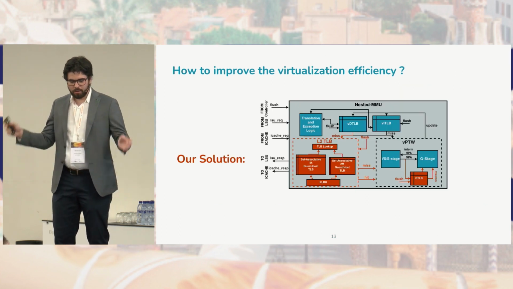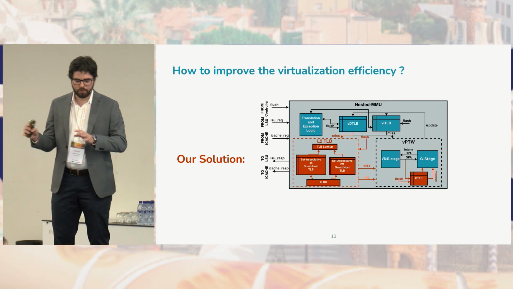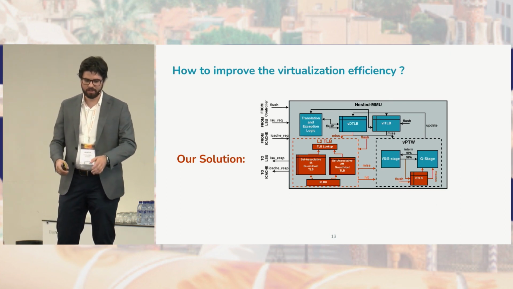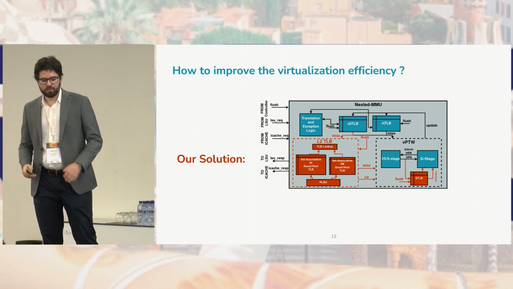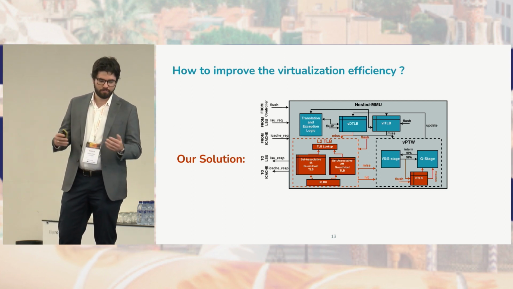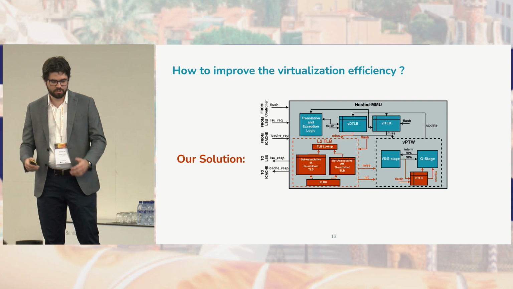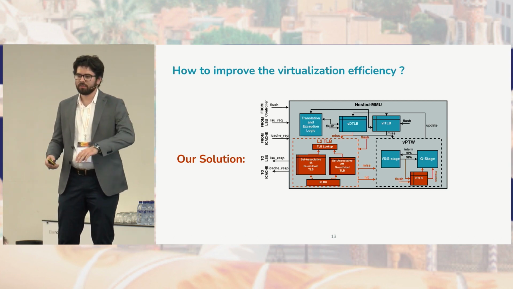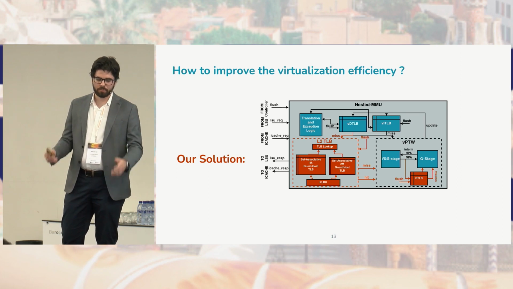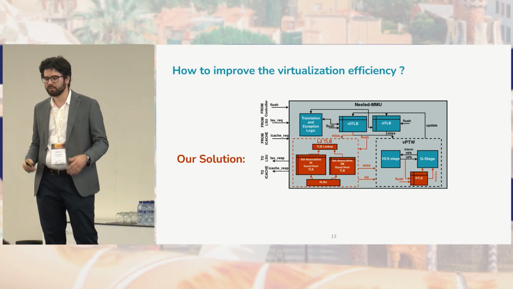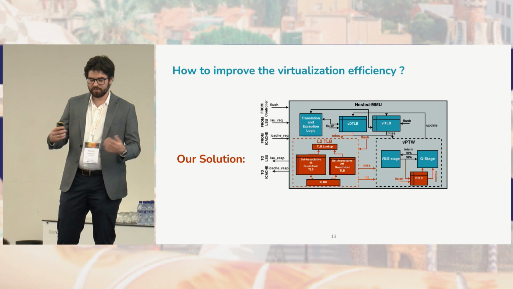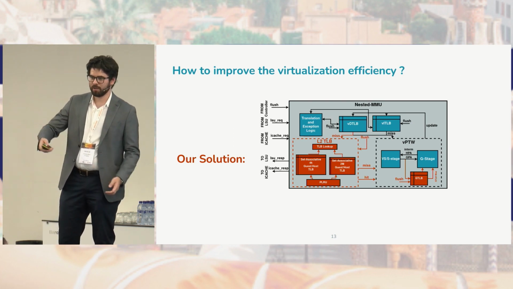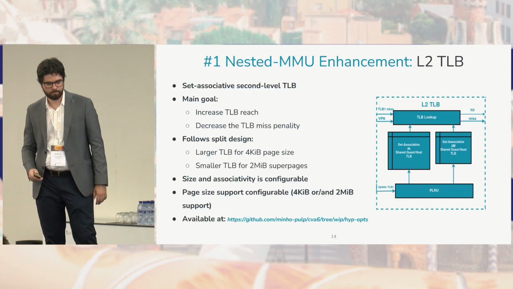So we came up with this solution with two folds. Basically, we tried to add a second level TLB to increase the reach and have more entries stored. And also, we try to add a GTLB on the PTW, on the page table walker, just to avoid going to the G stage every time there's a TLB miss and we need to translate a virtual address into a physical one.